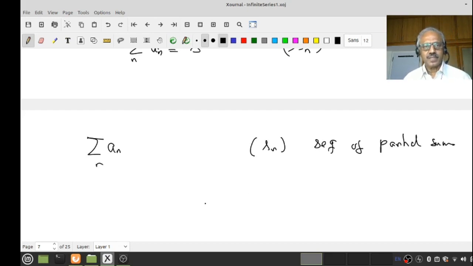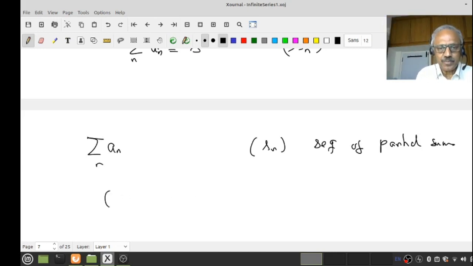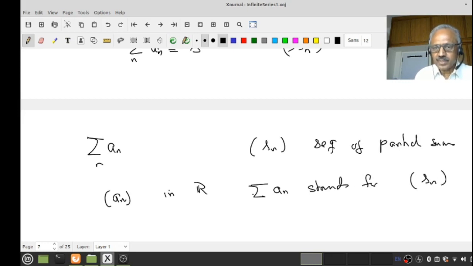Any analysis I want to do on the infinite series rests on the sequence of partial sums. So when you give me an infinite series, I always think of the partial sums. That is the crux of the matter. Therefore, a modern way of looking at an infinite series: suppose I am given a sequence a_n of real numbers. This infinite series actually stands for S_n. This symbol denotes only the sequence of partial sums for me.